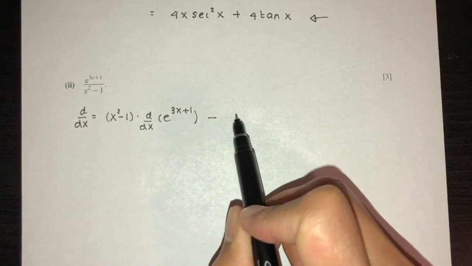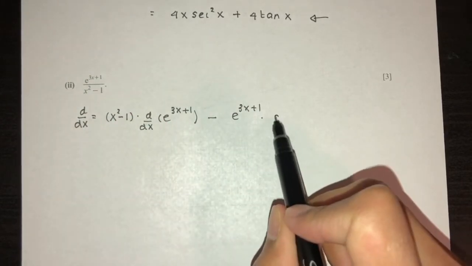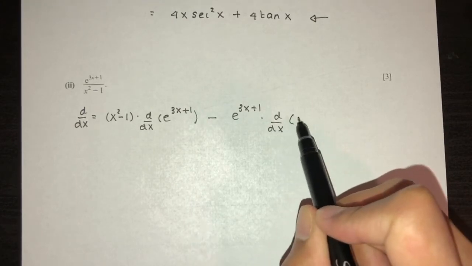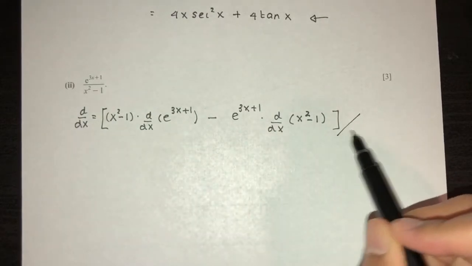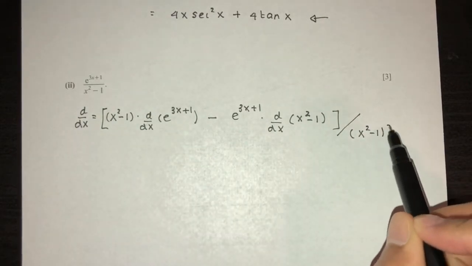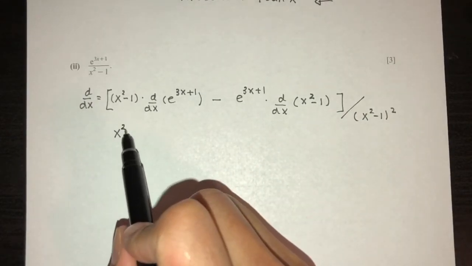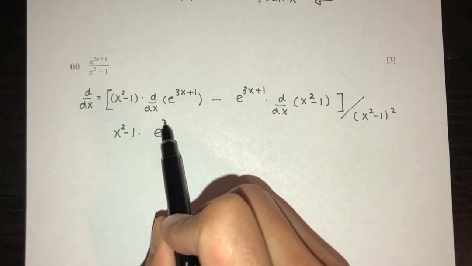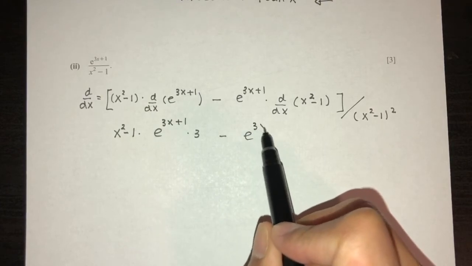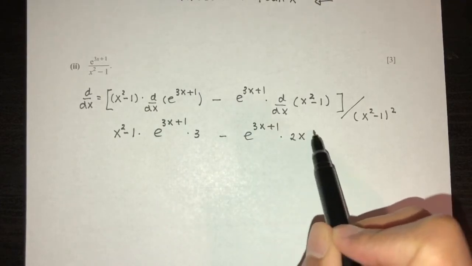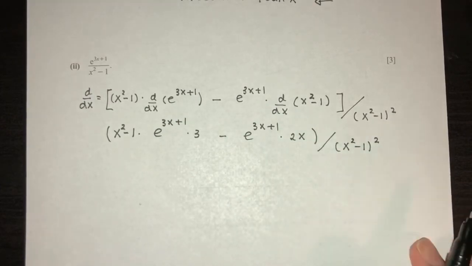Then minus, we have to minus the top as it is, so exponential 3x plus 1, then multiply by d by dx of the denominator, and then everything has to be divided by the base square. So simplify, you will have x squared minus 1 times exponential 3x plus 1 times 3 minus exponential 3x plus 1 times 2x divided by x squared minus 1 squared.